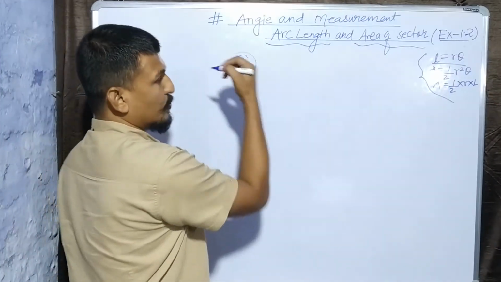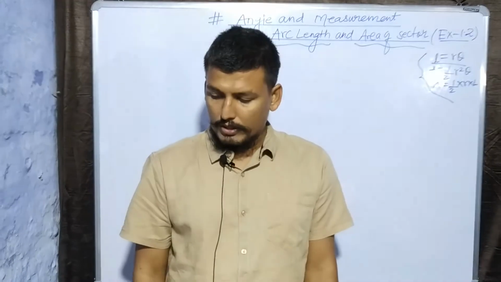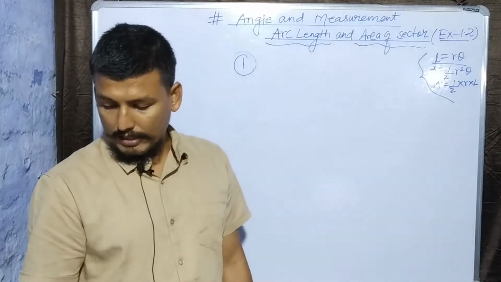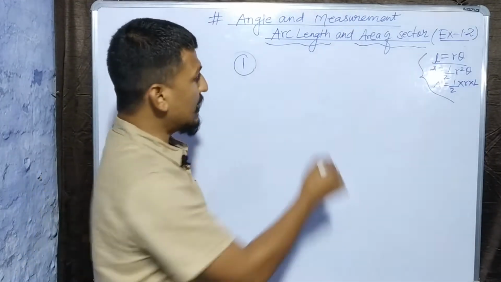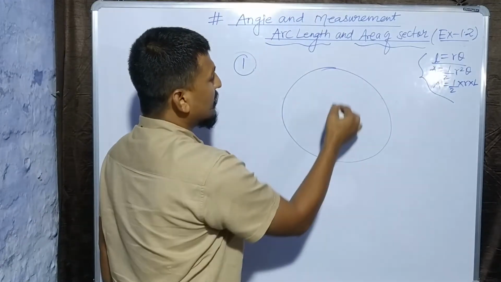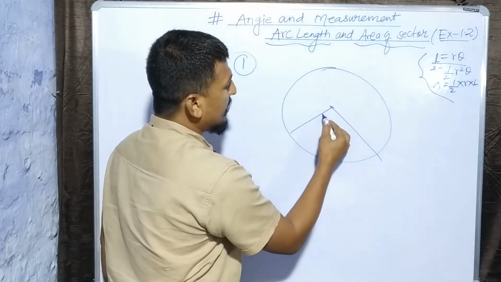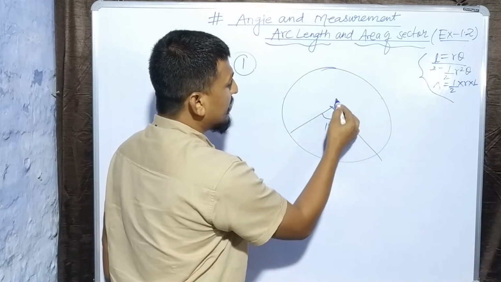So first of all, first question. First question is: find the length of an arc of a circle which subtends an angle of 108 degree at center.